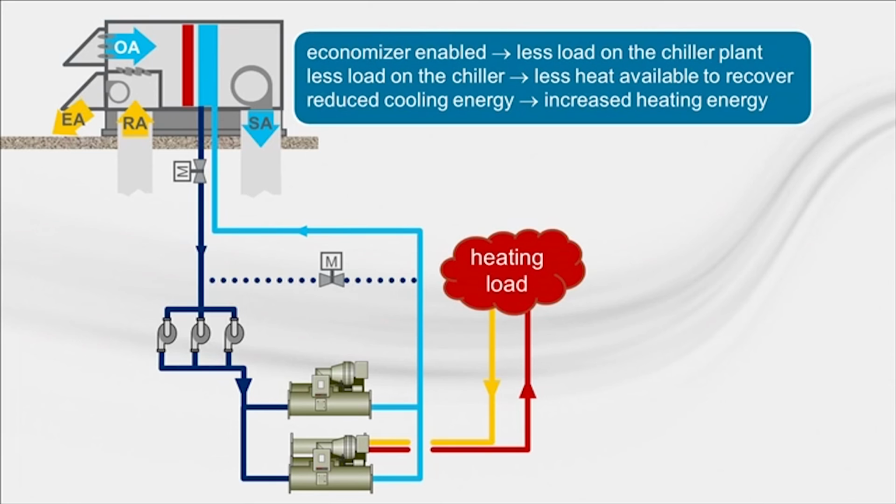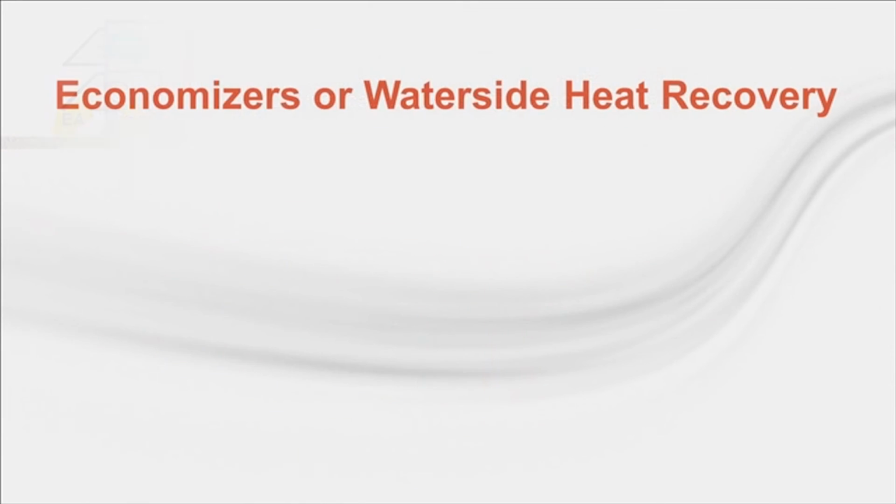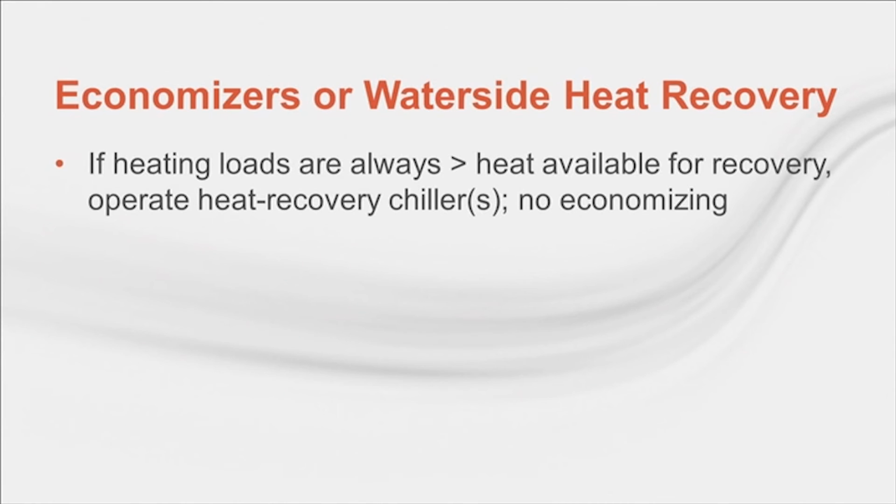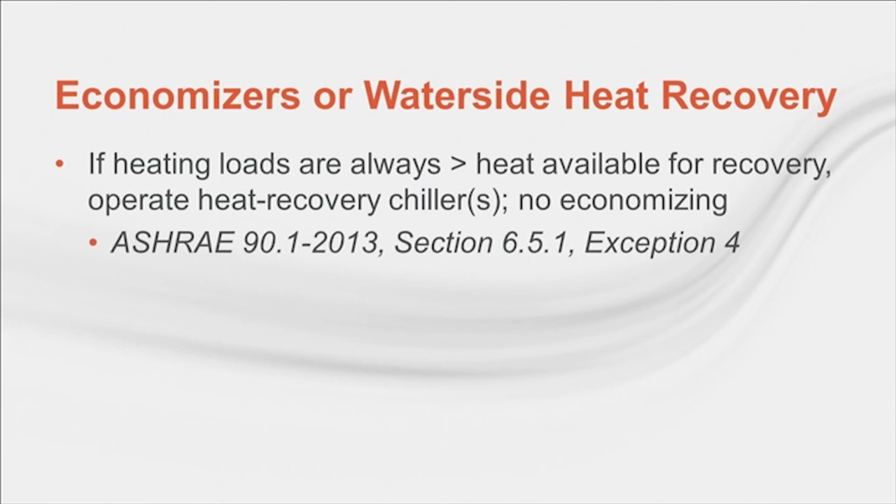Now, some design engineers try to make the decision of which is more valuable, the economizer or heat recovery, and then implement just one of these strategies. If the heating loads are always greater than the heat available for recovery, then it probably makes sense to forget economizing and just run the chillers to recover as much useful heat as possible. Earlier, Eric mentioned several exceptions to the ASHRAE 90.1 requirement for an economizer. One of those exceptions addresses this conflict.